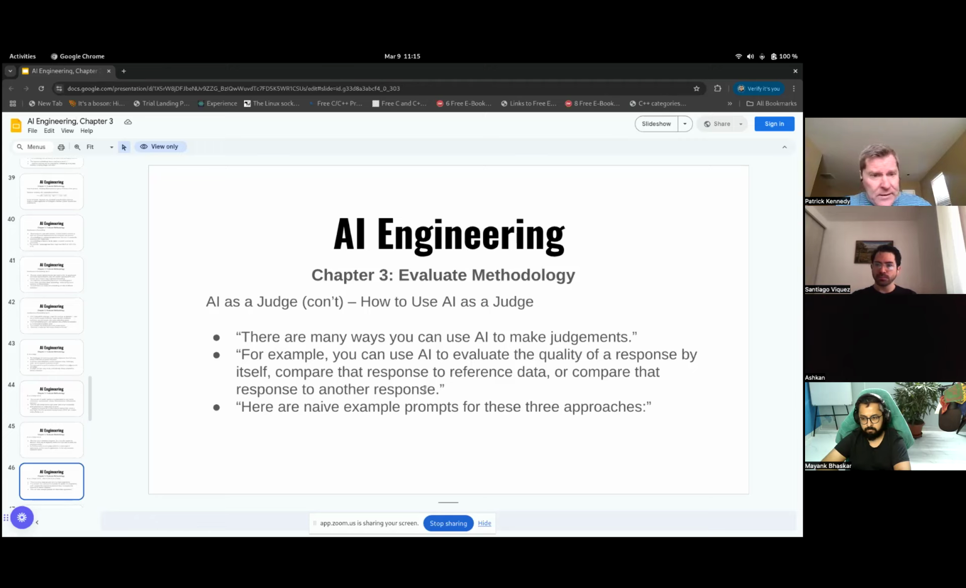How to use AI as a judge again. Well, we're still in AI as a judge, but how to use it. There are many ways you can use AI to make judgments. For example, you can use AI to evaluate the quality of a response by itself, compare that response to reference data, or compare that response to another response. In other words, the devil's in the details, and like I said, you would have to look at 20 different slides, 3 books, and this and that qualification.